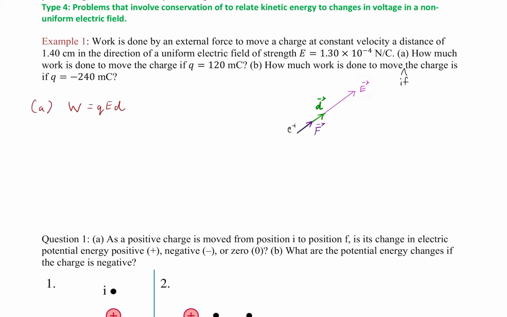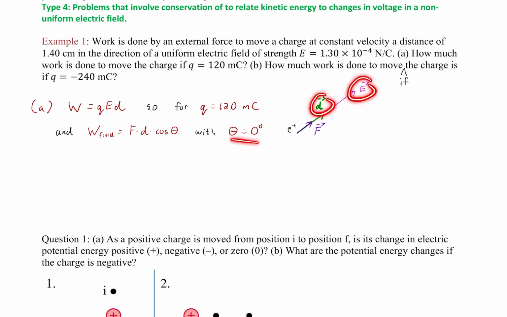Well, the work is equal to QED. Now, in this case, Q is positive. It's 120 millicoulombs. And we can think of the work done by the field as force times distance times cosine of the angle between them. Well, in this case, the displacement is parallel to the electric field, so it's cosine of 0, which is simply 1. So in that case, the work done by the field is equal to the negative of the work done to move something through the field.